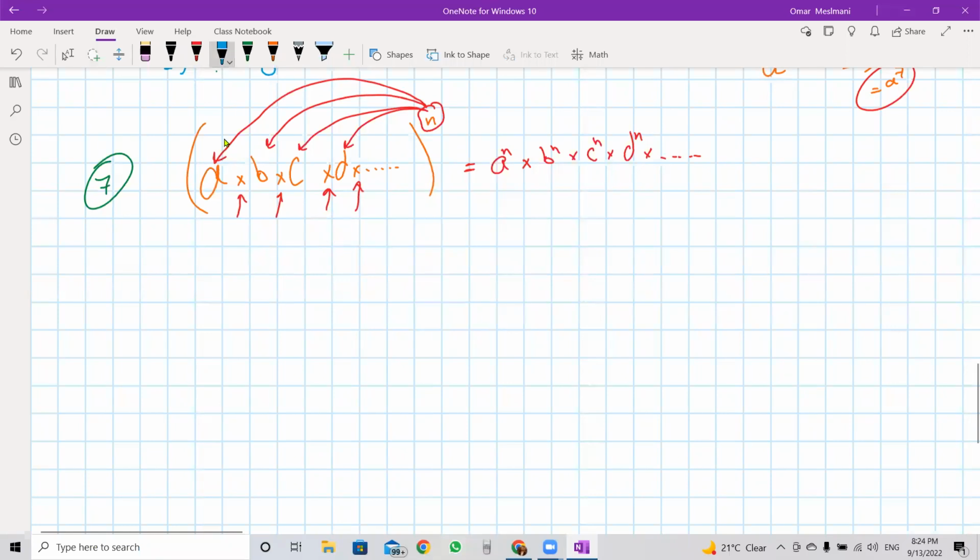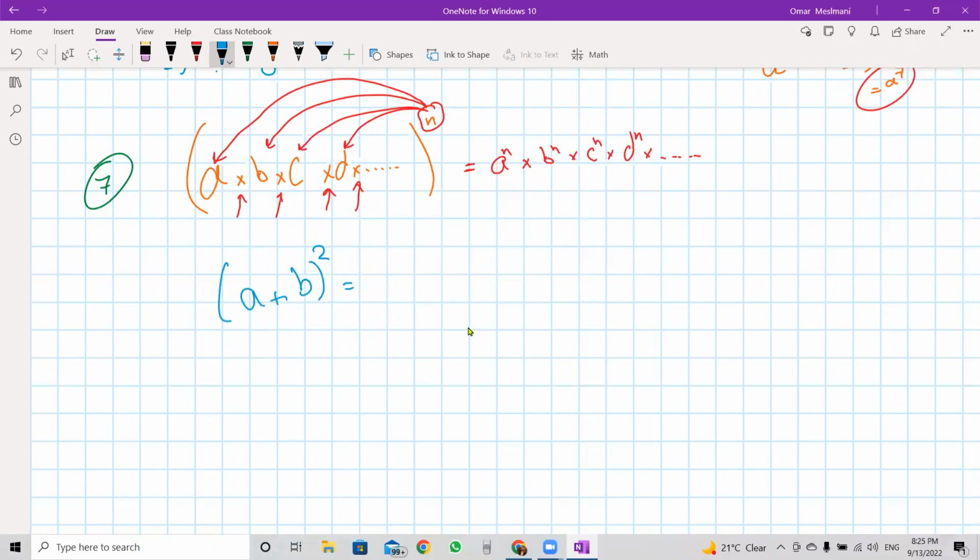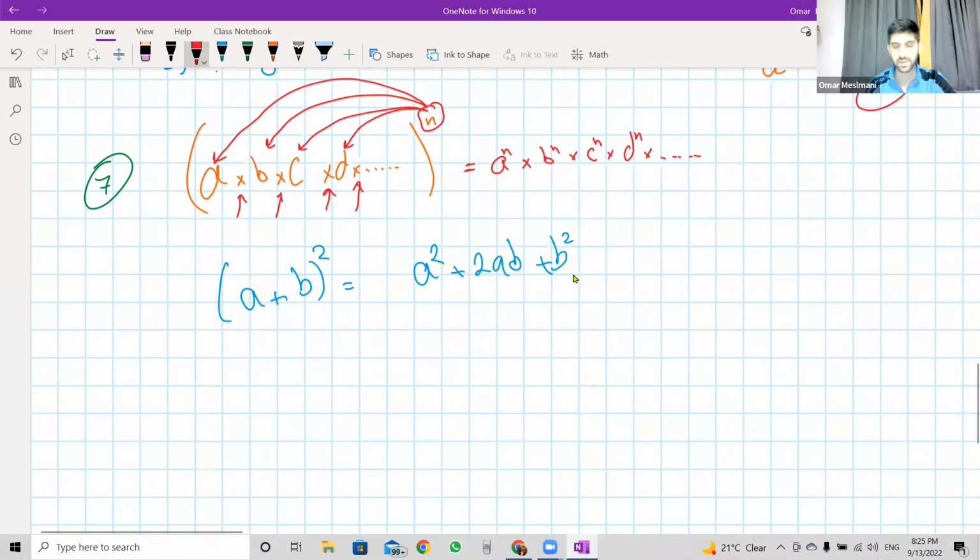All right, so again, why is it only multiplication? It's only multiplication because it's not going to work with the addition or subtraction. A plus B squared. Who knows what this is? Quadratic? A squared plus 2AB plus B squared. Exactly. A squared plus 2AB plus B squared. That's why I'm saying you cannot distribute.